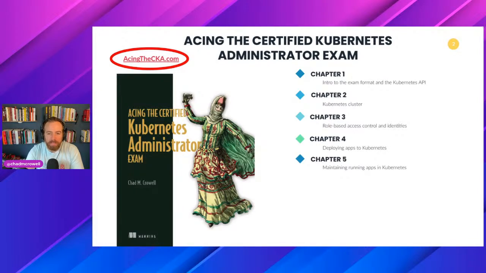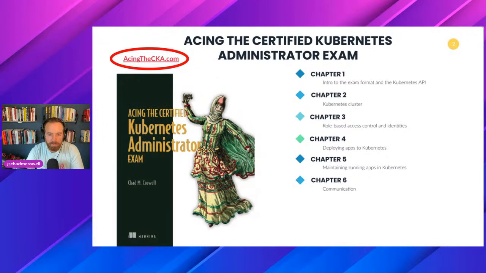Chapter 5 is maintaining running apps in Kubernetes. So once you've deployed those apps, how do you maintain them over time, such as scaling, such as being able to roll back and roll to a new version of the app, and be able to troubleshoot certain things with the app, such as change node selectors and being able to schedule those apps to different nodes within the cluster.